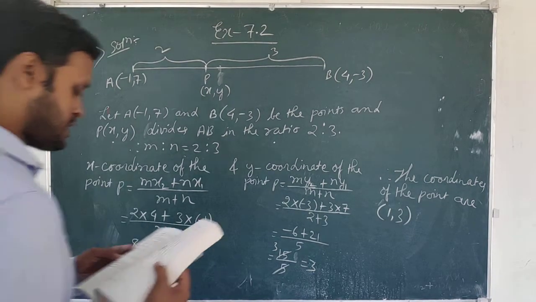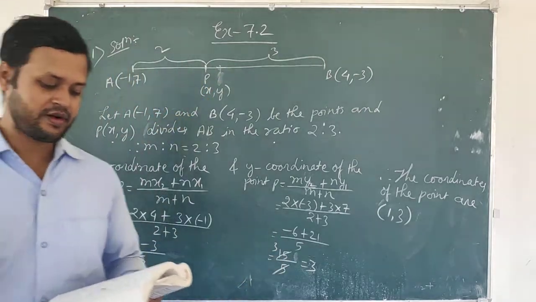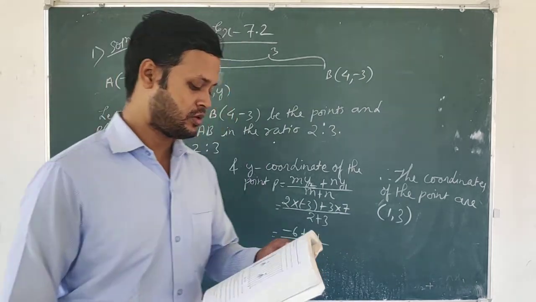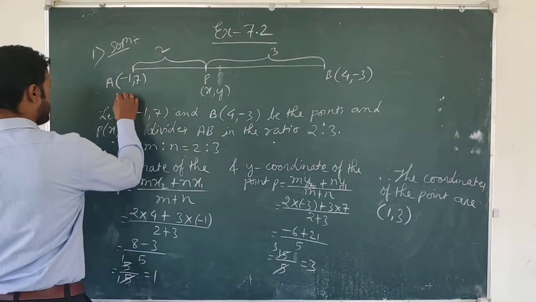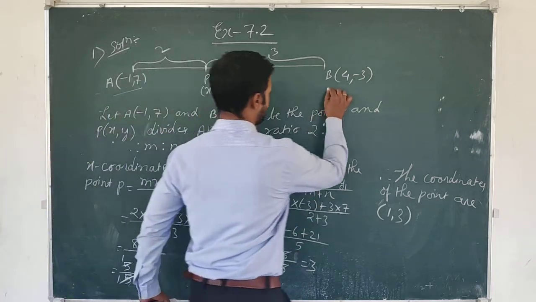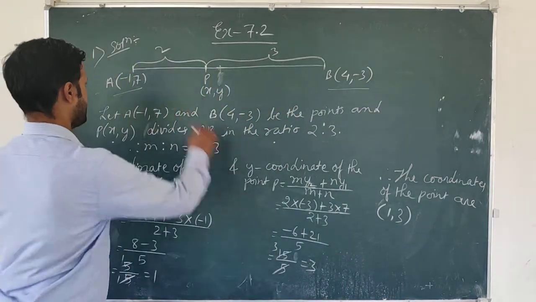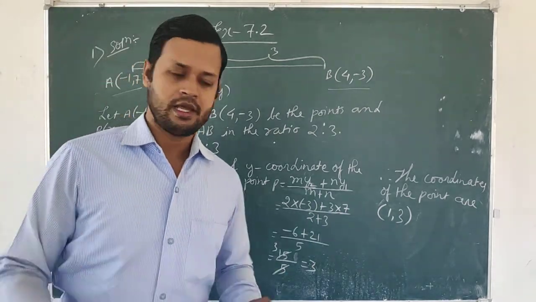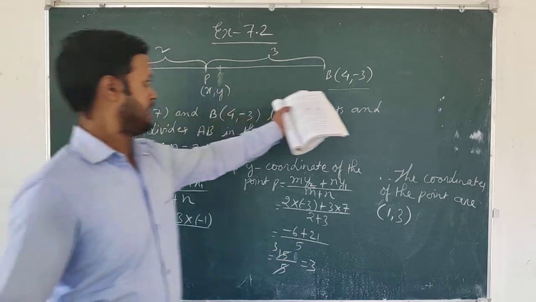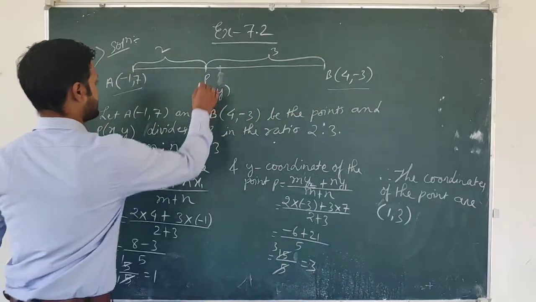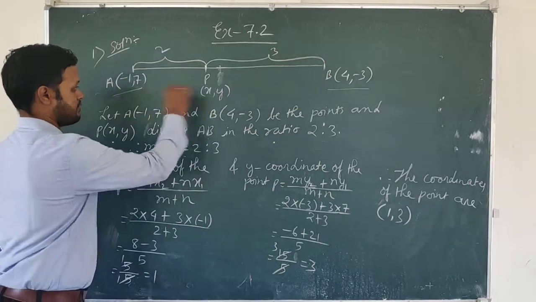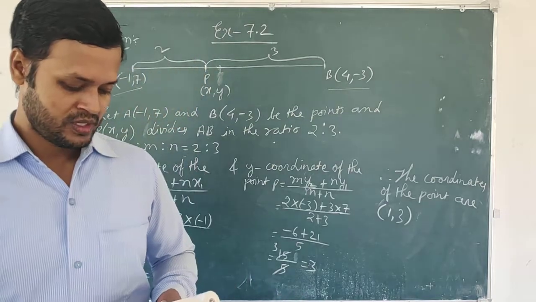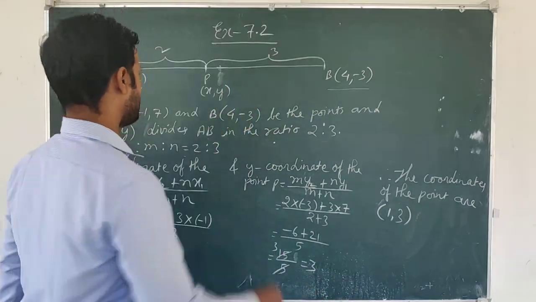So students, according to the question, find the coordinates of the point which divides the join of -1, 7 and 4, -3 in the ratio 2:3. Okay, that means one point is there A -1, 7, another point is there B 4, -3. These two points are joined by this line segment AB. We are just giving the names. In between one point is there, P. This point is dividing the full line in the ratio 2:3. So we need to find the coordinates of this point P.